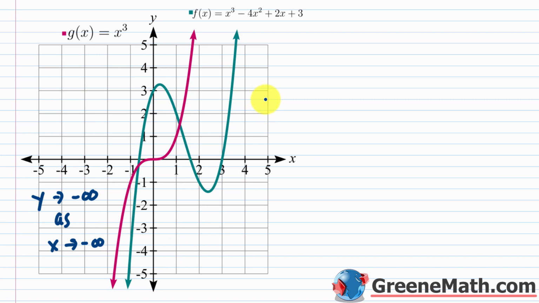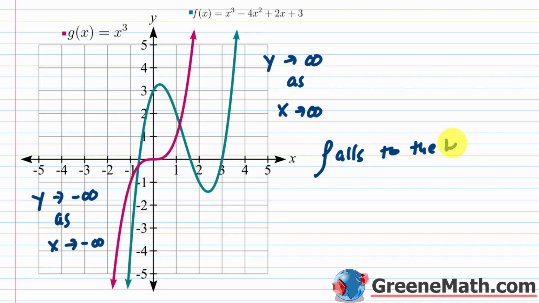And then up here, if we think about what's happening to the function values or the y values, well, y is now going to approach positive infinity as x also approaches positive infinity. So for this type of graph, a lot of times your book will say it falls to the left and rises to the right. So falls to the left and rises to the right.